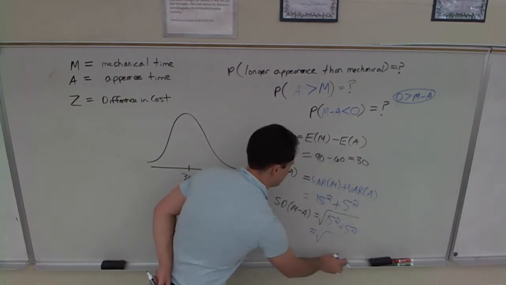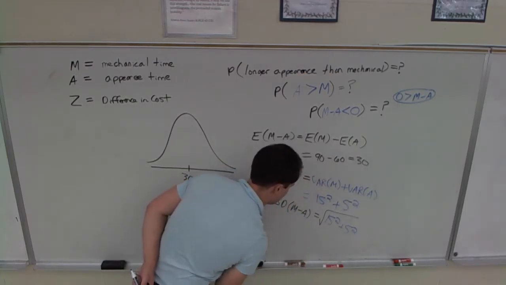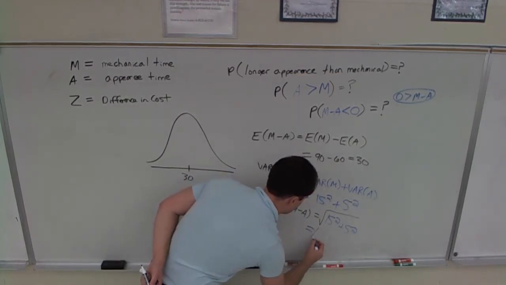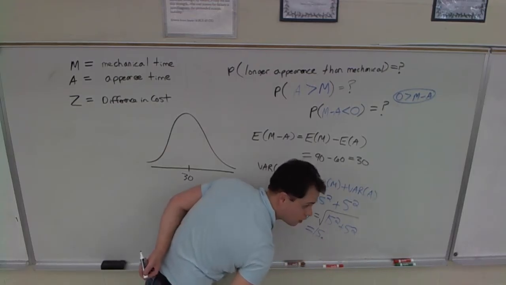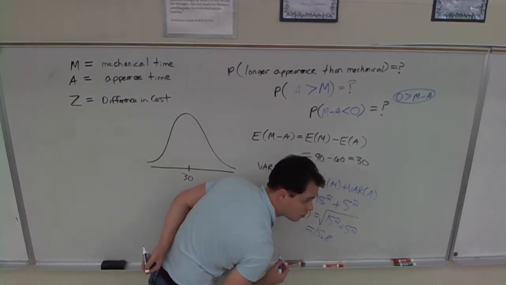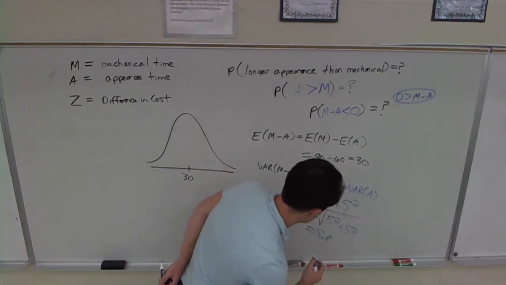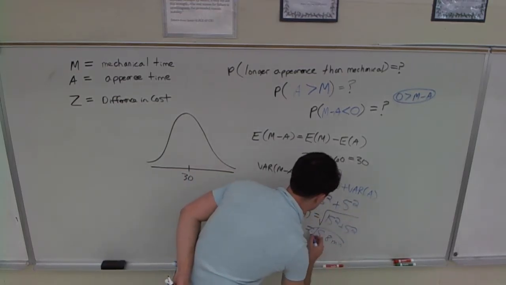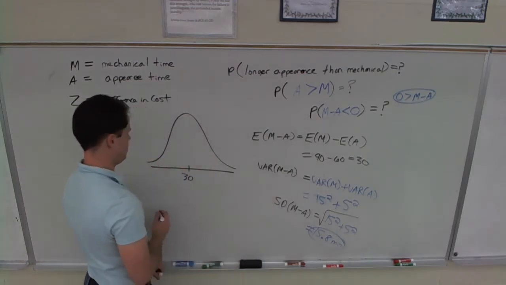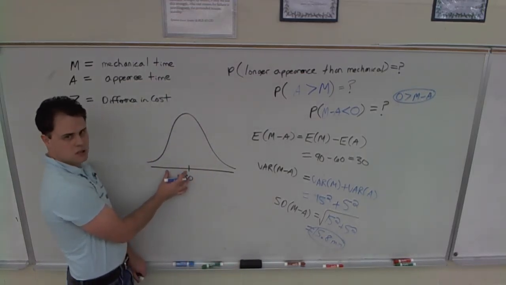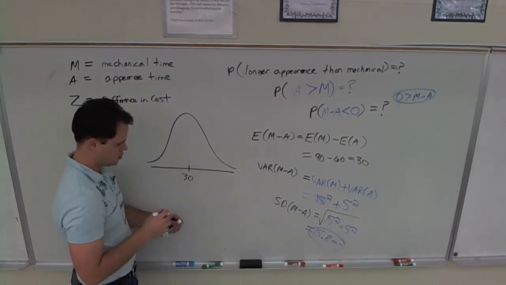What's that going to be? Well, what did we have before, Kinsey? 15.8. Oh, it's just 15.8. Okay. So 15 in that direction is one standard deviation, and 15 in that direction is the other standard deviation.